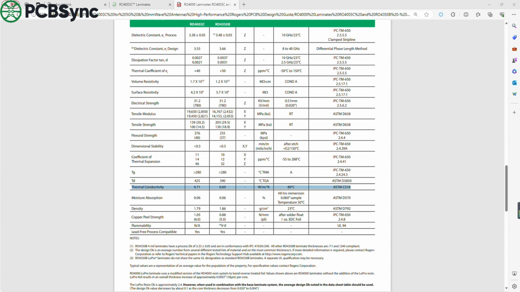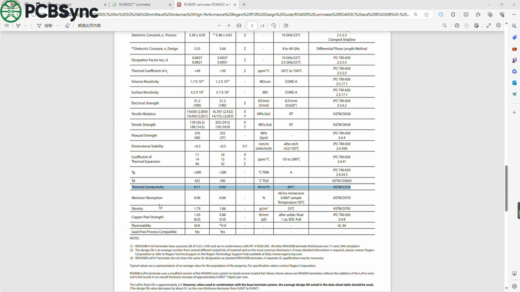However, the overall heat dissipation capability of a PCB also depends on factors such as the area and thickness of the copper layers, thermal vias, component packaging, metal base plates, and external cooling conditions. Therefore, thermal conductivity is suitable for comparing materials, but it cannot be directly equated to the final temperature rise of the PCB. Next, let's look at water absorption.